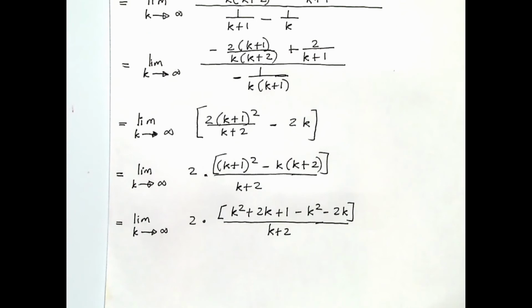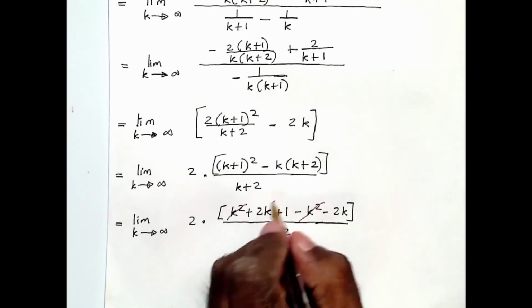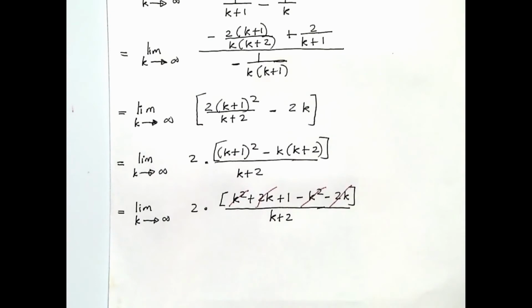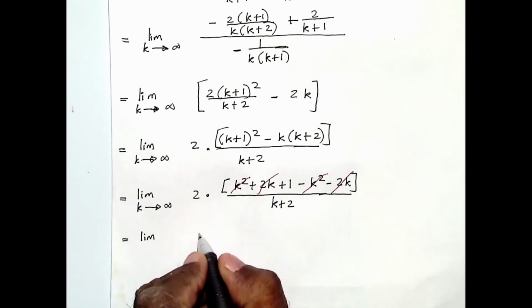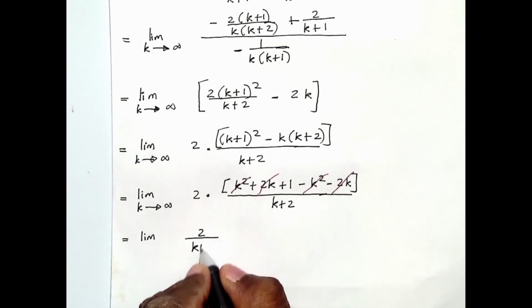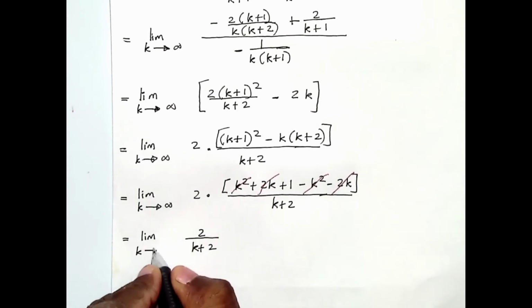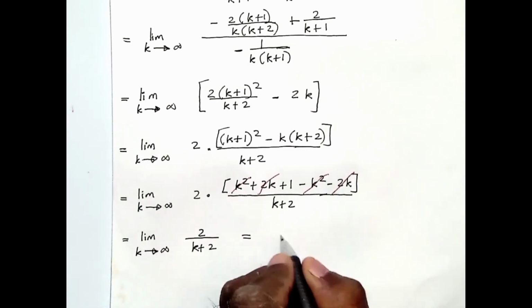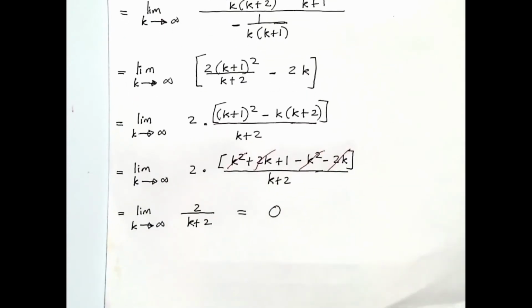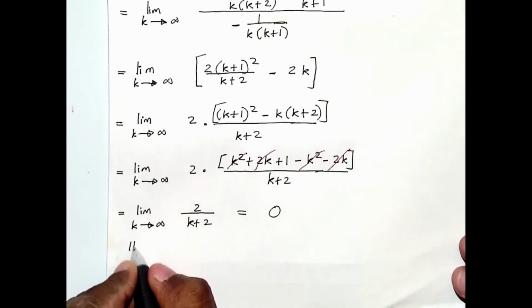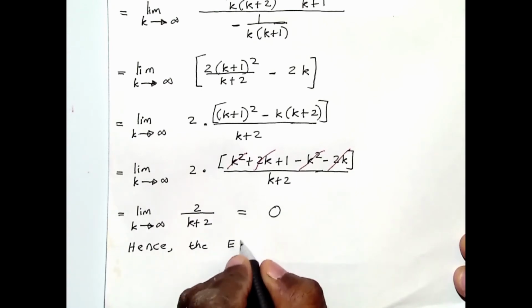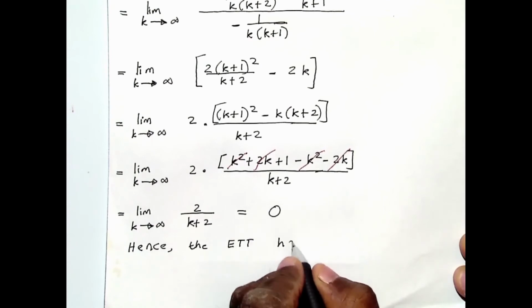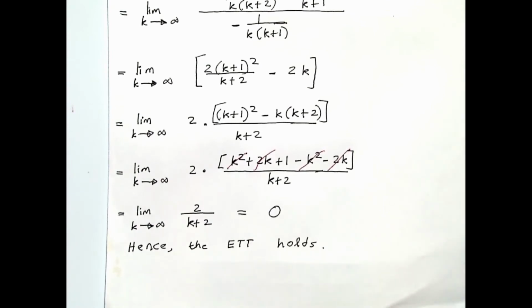Right, so you see that this cancels out with this, and this cancels out with this, so you get the limit of 2 divided by k plus 2 as k approaches infinity, which is clearly 0. All right, so the limit is equal to 0, which implies that the extreme of, so the conclusion is that the extremal types theorem holds, right?